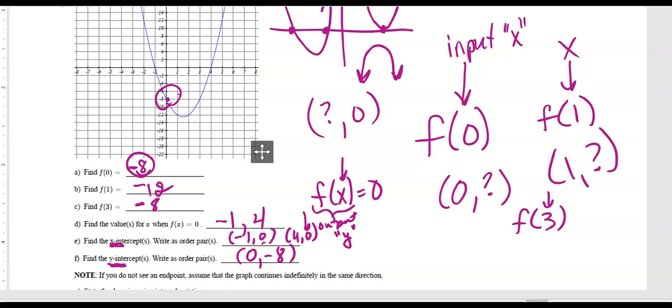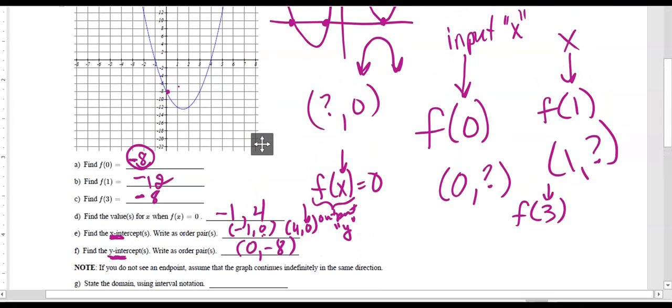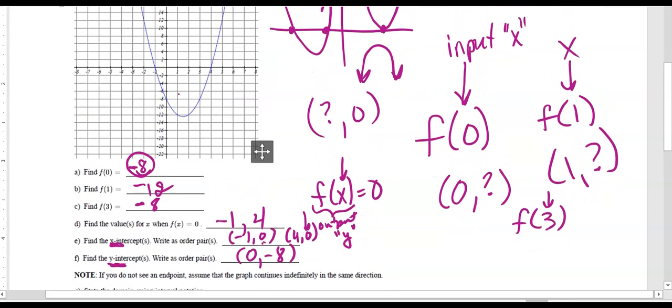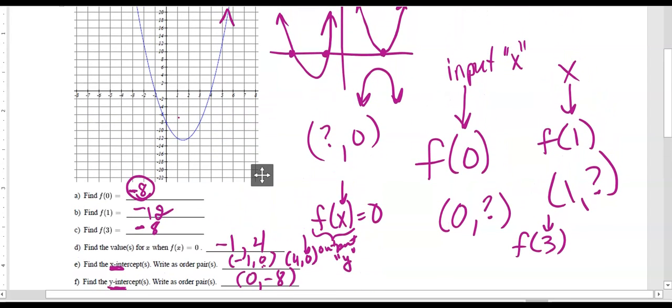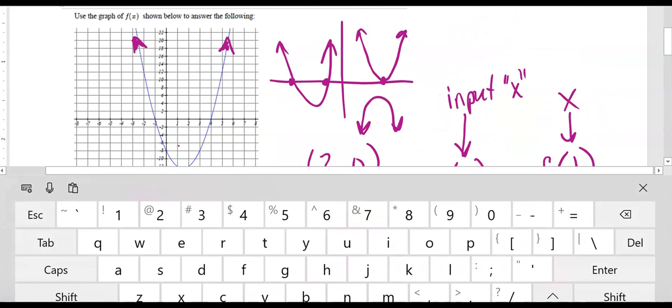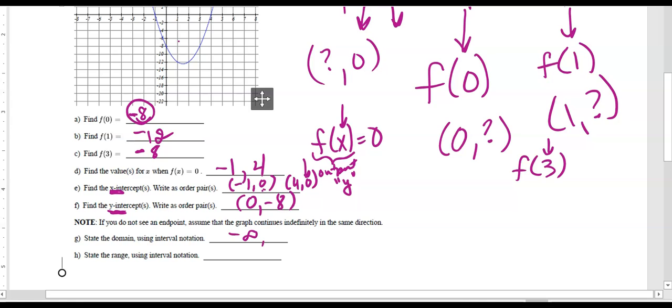Okay? Now, the next two questions ask for the domain and the range. They do say in the directions here that you have to assume that this graph goes on and on. In other words, there's not an arrow here, but we have to know that it really does go on in both directions. All right? So what's as far left as we go? Well, the domain would be negative infinity to positive infinity. That'd be the farthest left to the farthest right.